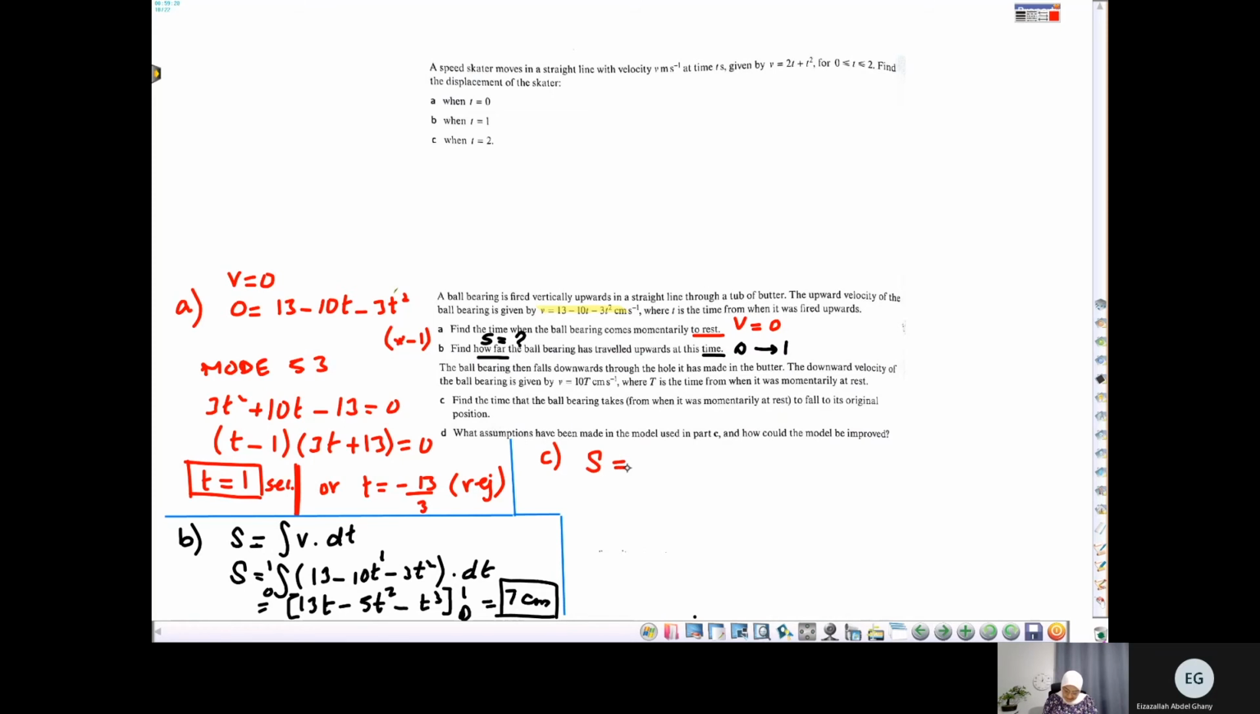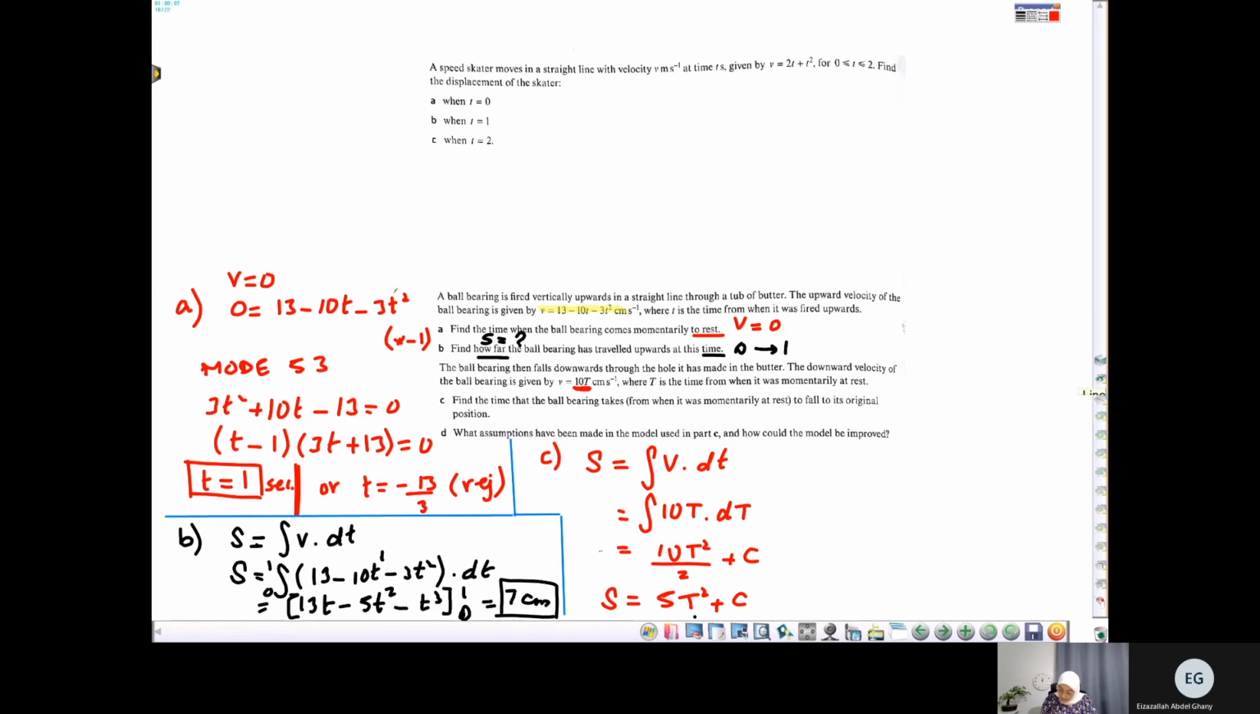S is the integral of velocity with respect to time, but not the first part of the trip; the second one, going down. So you are integrating 10t with respect to t. Use the same letter. Increase the power by 1, divide by the new power, and add C. So it will be 5t squared plus C. What is the title? It is S.